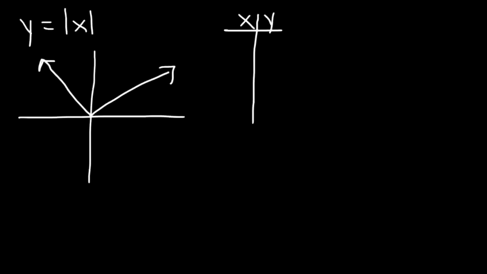The center is 0. So you want to choose 2 points to the right and 2 points to the left, and then plug in the numbers to find the y value. The absolute value of 0 is 0. The absolute value of 1 is the same thing. It's 1. The absolute value of negative 1 is positive 1. And the absolute value of negative 2 is positive 2. And then you can plot the points. If you do that, you're going to get a graph that looks like this.